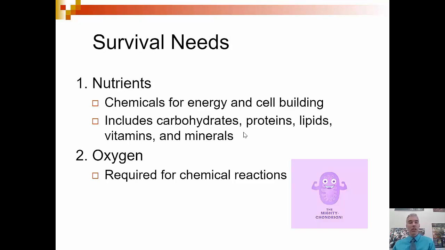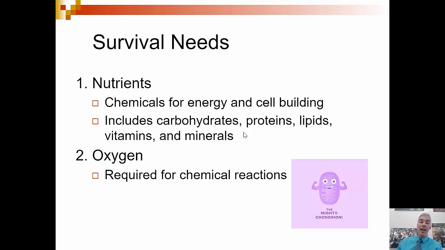Okay. So what are the survival needs of a human being? What do we need in order to survive? Okay, so the first thing is we need nutrients. Nutrients are things like glucose and proteins, carbohydrates, nucleic acids, lipids, vitamins, and minerals. All of those chemicals are needed to either create energy in our body or act as building blocks to build things and create molecules within our body. So nutrients are very important.